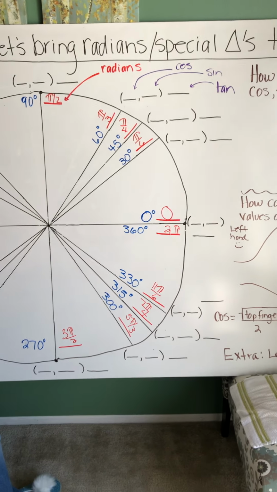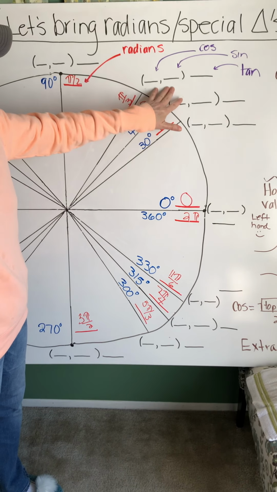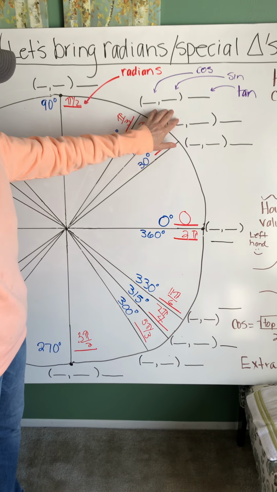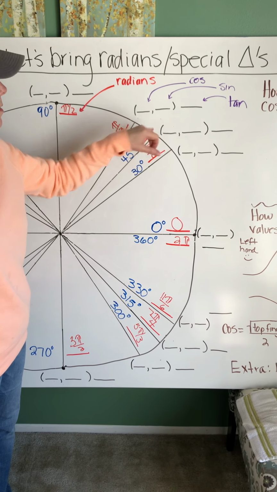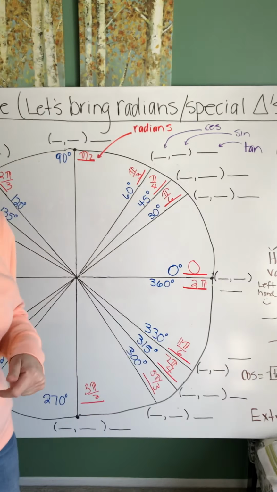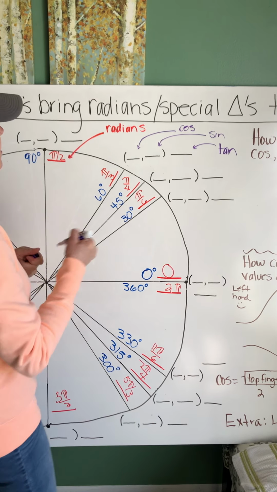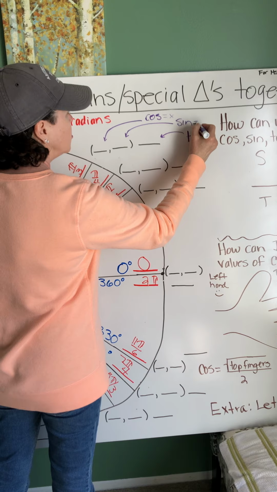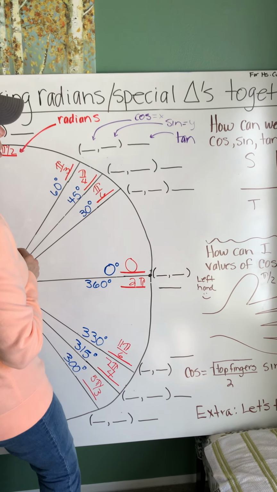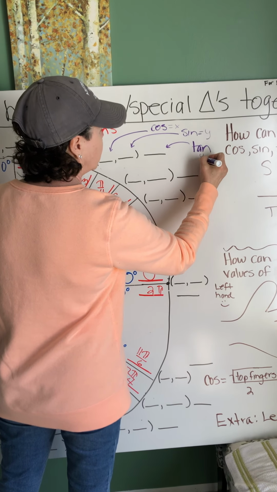So how come it looks like cosine and sine, those values I'm going to put in, doesn't this look like an xy point with the parentheses and the comma? That's because it is. Cosine is actually equal to x. Sine is equal to y. And so tangent is y over x.